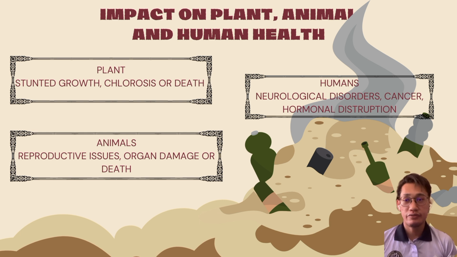Next, let's break it down further. Plants exposed to the pollutants may stop growing properly, show yellow leaves or die off completely. Animals, especially those near the polluted area, might suffer from reproductive issues, organ damage, or even death if they consume contaminated water or food. And for humans, the effects can be long-term and dangerous. Exposure to soil pollutants through skin contact, inhalation or food can cause nerve damage, hormonal issues, cancer, and in children, developmental delays and learning problems.